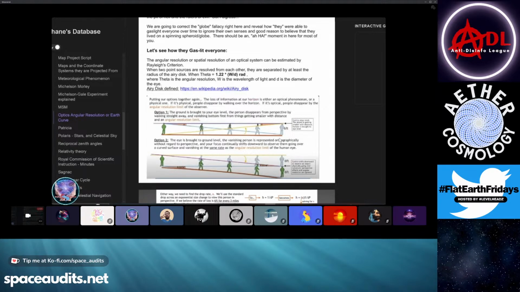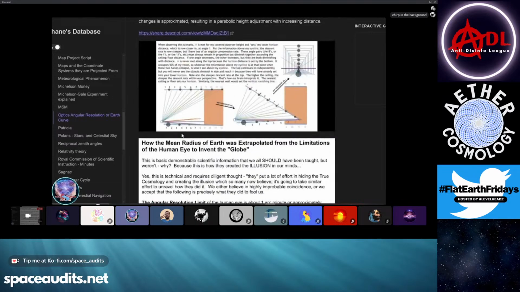We derived that there is no physical radius of Earth. There is only optical curvature through the bottom of an optics or a lens or an aperture or an eye. And this is how that works. So we're just going to say, if the ground is brought to your eye level, the person disappears from perspective, vanishing bottom first. And that's addressed by here.